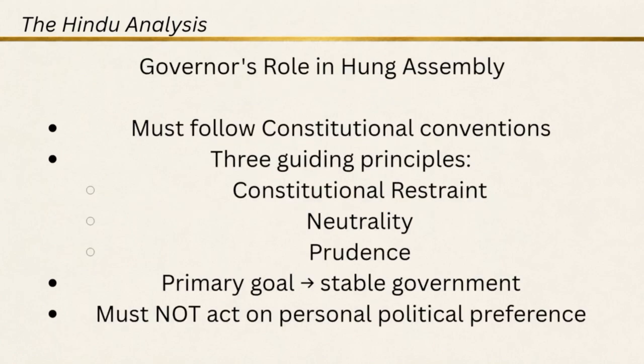Even though the governor has discretion, he is not completely free to do whatever he wants. He must follow constitutional conventions. Three principles of constitutional conventions are: first, constitutional restraint, that is, he should not overstep his boundaries. Second, neutrality, meaning he should not favor any political party. Third, prudence, meaning he should act wisely and carefully. His primary responsibility is to ensure that the state gets a stable government. He must act promptly and responsibly, not based on his personal political preference.